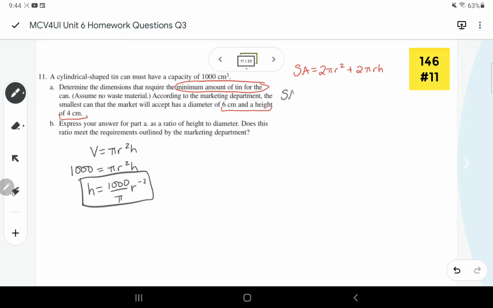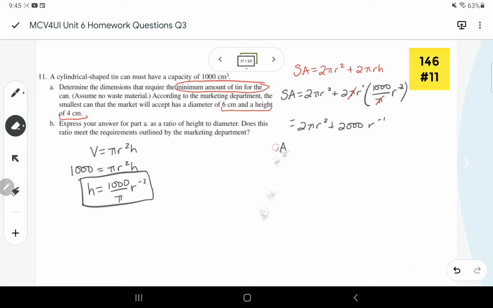So here I've got surface area equals 2 pi r squared plus 2 pi r times 1,000 over pi r to the negative 2. When I clean this up a little bit, that pi on the bottom will cancel out, which is really nice. And then here I'll have 2 pi r squared plus 2,000 r to the negative 1, because when I add those exponents, the 1 and the negative 2 would be negative 1.